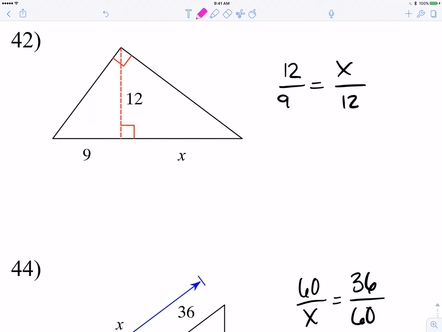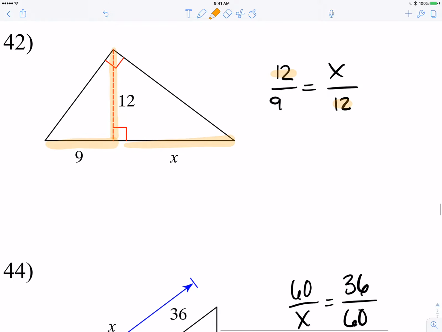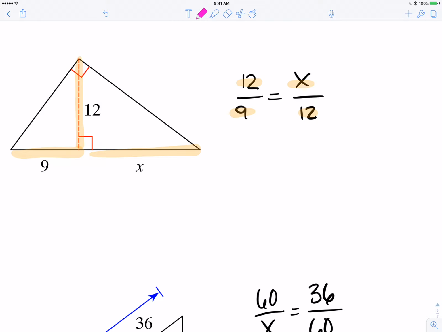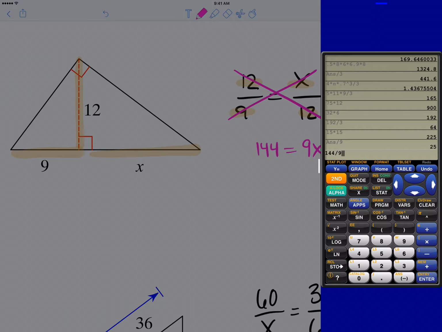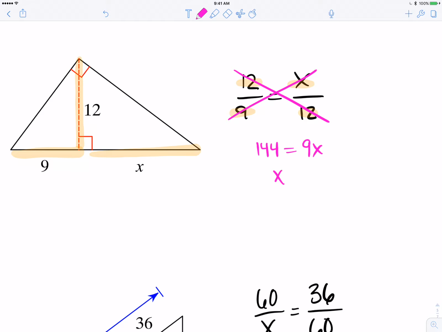Number 42, the altitude is the geometric mean this time between the two parts of the hypotenuse, 9 and x. So we get 144 when we cross multiply 12 times 12 equals 9 times x, so that's 9x. So we have 144 divided by 9 leaves us with 16. So x is 16.